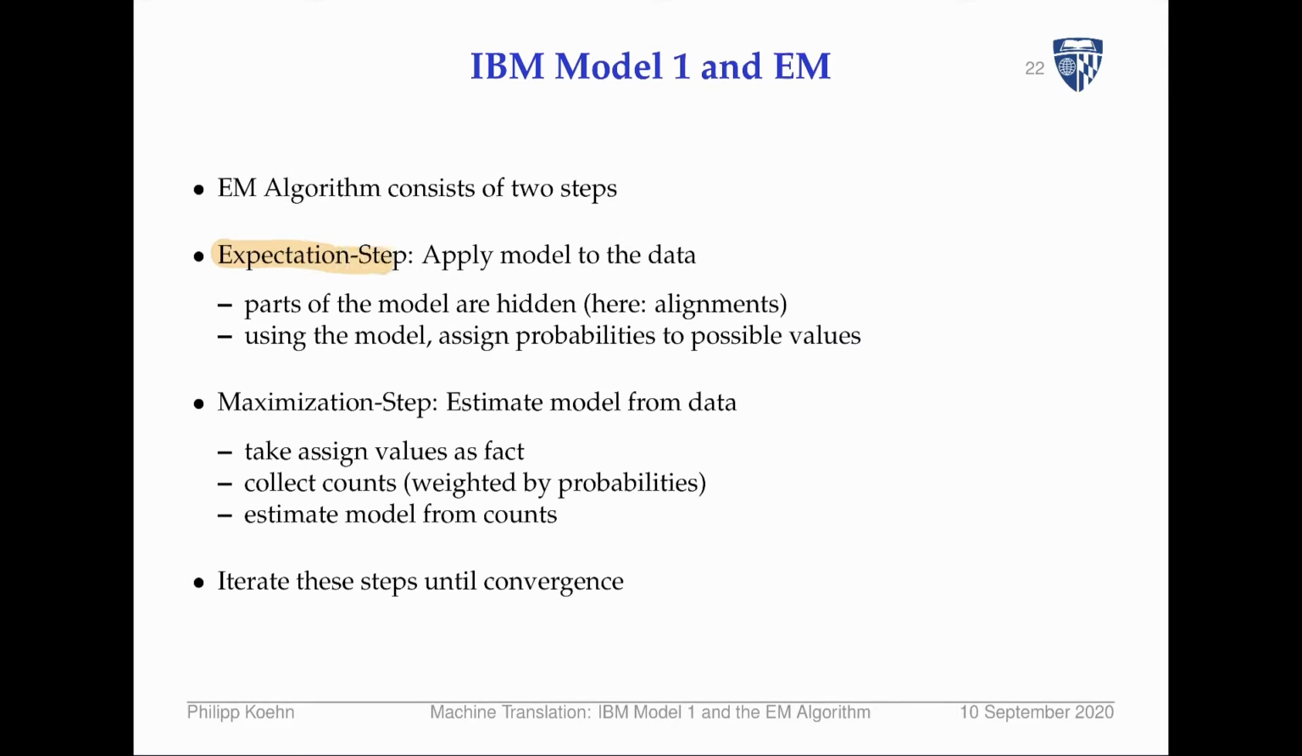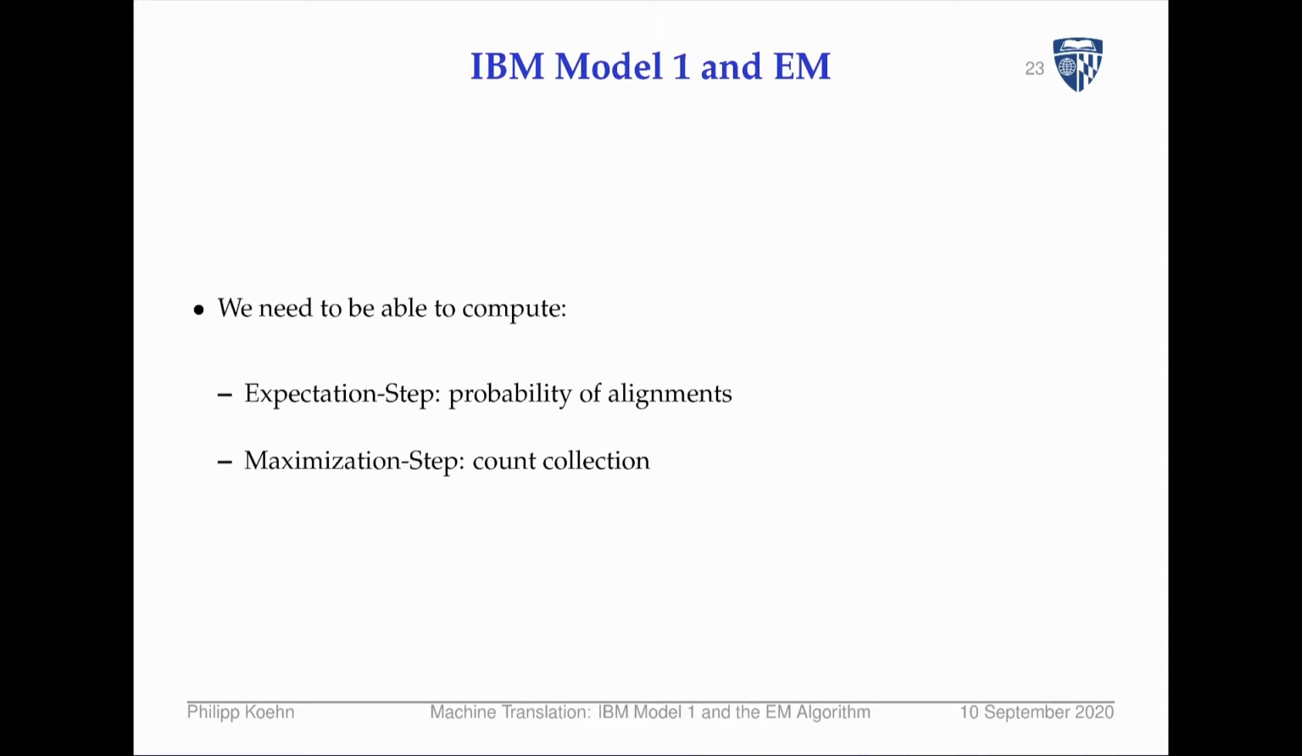That's the expectation step. The maximization step estimates the model from the data. So we now take these assigned values as fact and collect counts over that, weighted by probabilities, and estimate the model from the counts. We iterate the steps until convergence. So we need to be able to compute 2 things. In the expectation step, we need to compute the probability of alignments between words on a sentence level. And in the maximization step, we need to do count collection. The maximization step seems to be pretty straightforward.